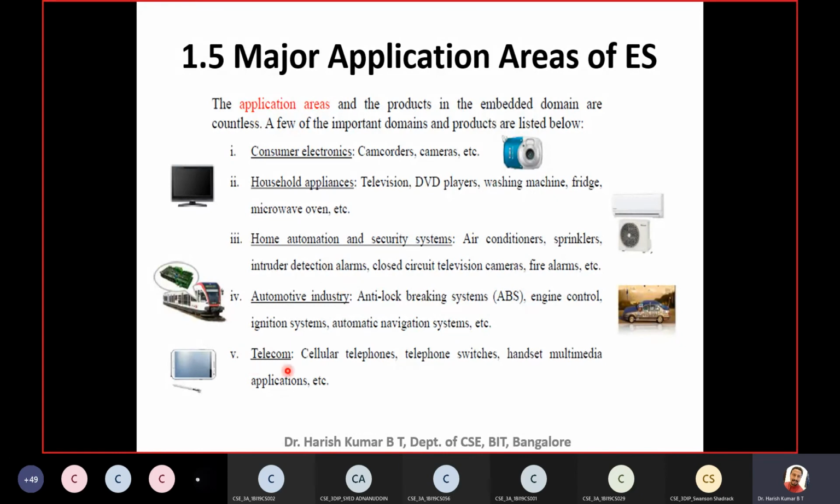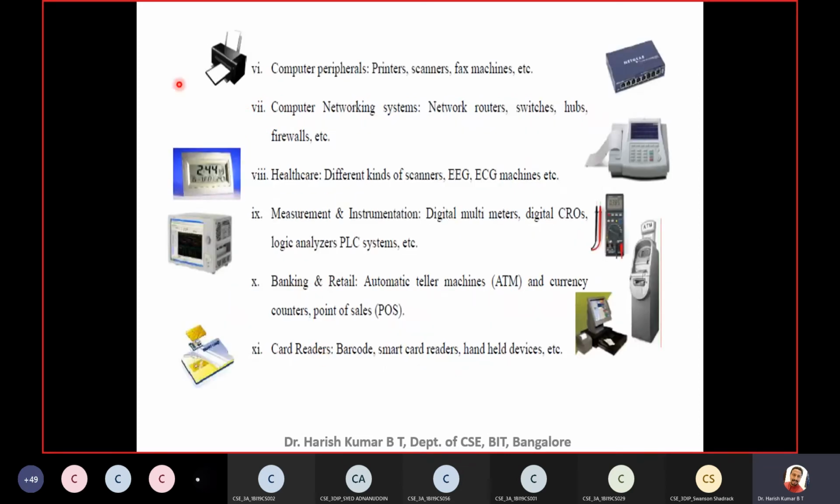Now we'll go to the telecom domain. Even in the telecom domain it is widely used: cell phones, telephone switches, handset multimedia applications. Next, the computer domain also uses it. The majority of computer peripherals like printers, scanners, fax machines have a microcontroller present inside them. Not only the computer peripheral domain, look at computer networking systems also.